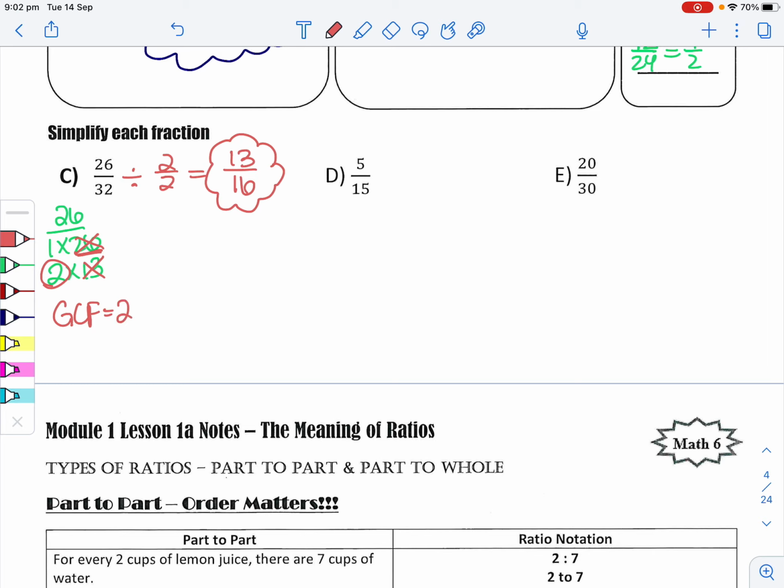For part D, I'm going to start with 5. 5 only has 2 factors, 1 times 5. And 5 does go into 15. So my greatest common factor is 5. So I'm going to divide by 5 over 5. And 5 divided by 5 is 1, and 15 divided by 5 is 3.